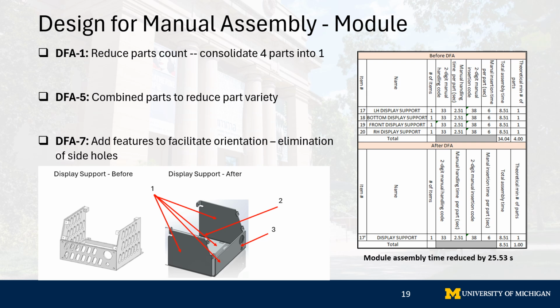For the module part redesign, we combined the 4 individual display supports into one sheet metal formed part. This allowed us to meet DFA 1 and 5 to reduce part counts and variety, and also DFA 7 to facilitate part orientation. By meeting these points, we're able to reduce the assembly time by 25.53 seconds.